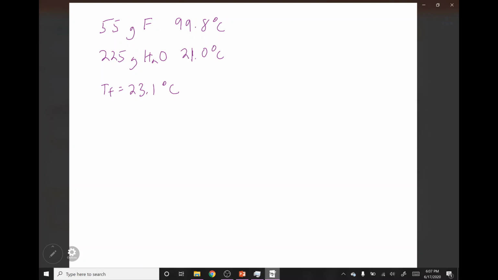So we want to say Q of iron is equal to minus Q of H2O. Or in other words, we could say Q of iron plus Q of H2O is equal to 0. Just rearranging that equation.